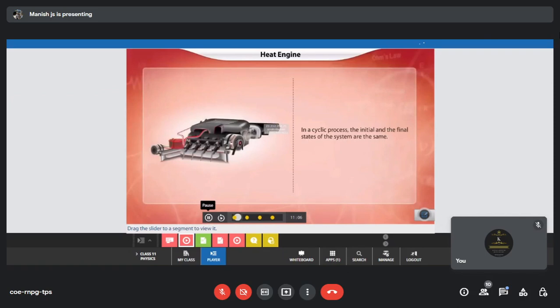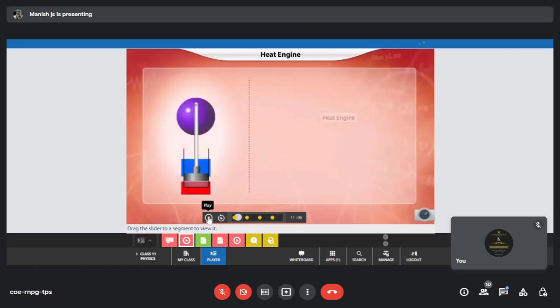In a cyclic process, the initial and the final states of the system are the same. So there is no change in the internal energy of the system. Yes, so this is an important point that needs to be kept in mind. Whenever we say a system is a cyclic system, in that case the change in internal energy of that system is zero.